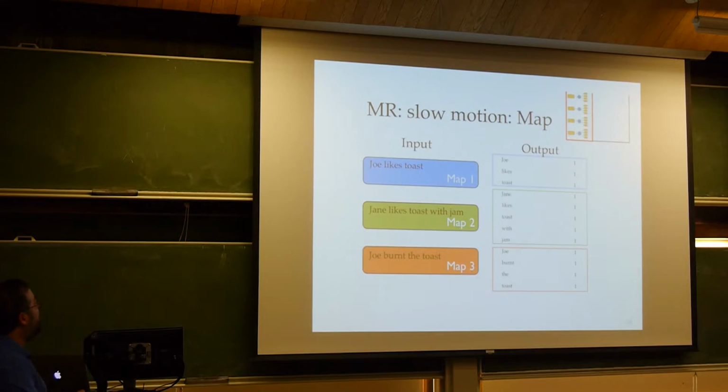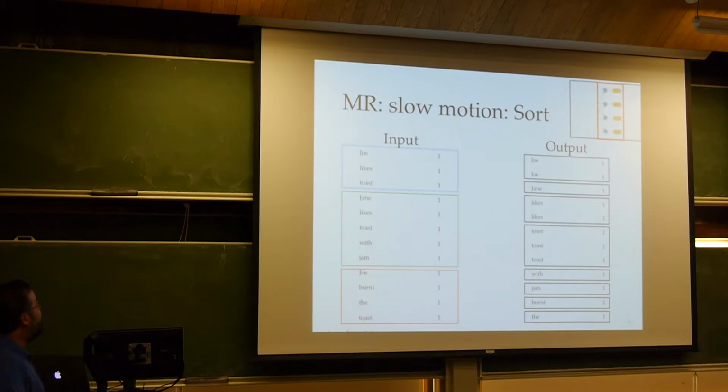So we've got our input, and let's say we shard that into 3 different pieces. So I have 3 different mappers. Each one of these is going to compute a local count. For the first one, it has the output Joe, likes and toast, and we've got ones everywhere because there are no words that appear twice in a sentence.